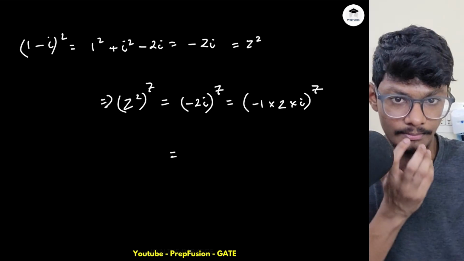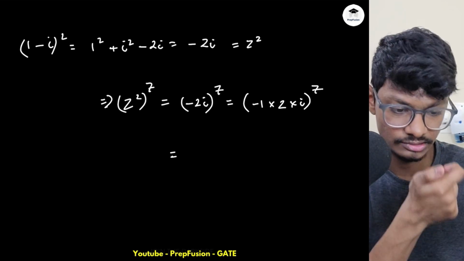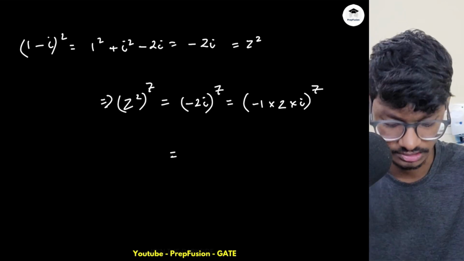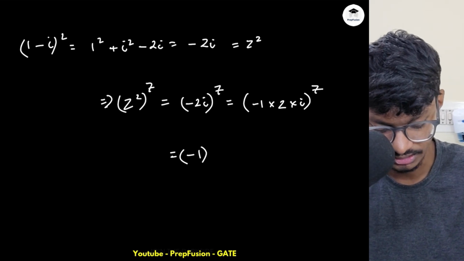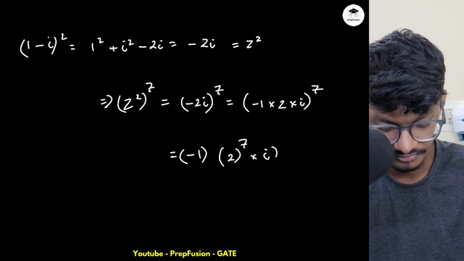So minus 1 raised to any odd power, right? Any odd power will always be minus 1. Minus 1 squared is 1, minus 1 cubed is minus 1. So minus 1 will always come outside. Then 2 will be alone, 2 raised to power 7, and i raised to power 7 will also be alone.